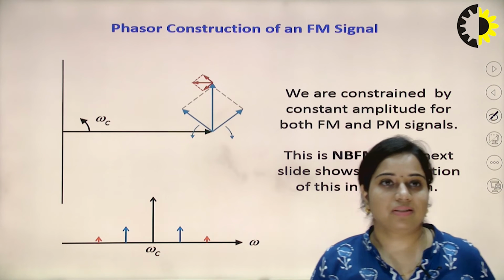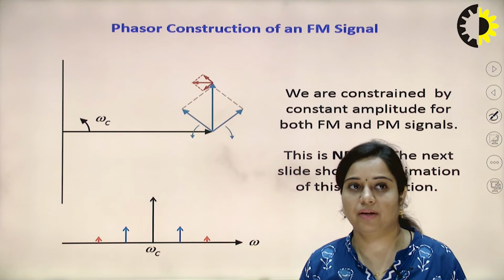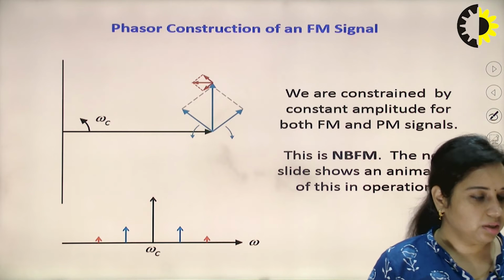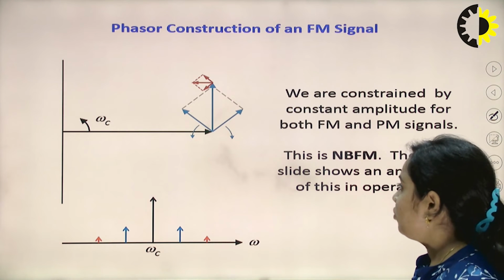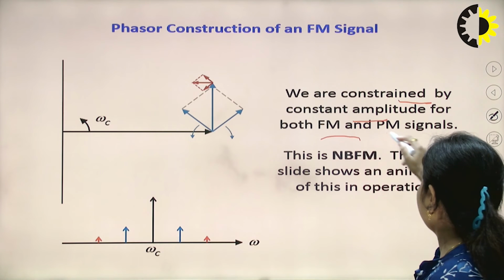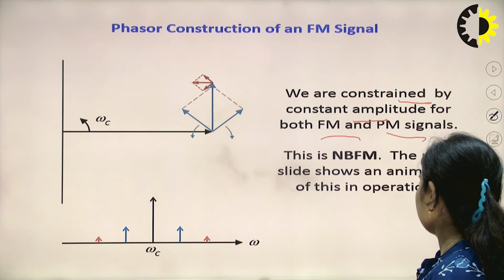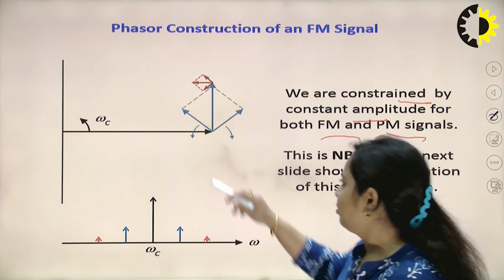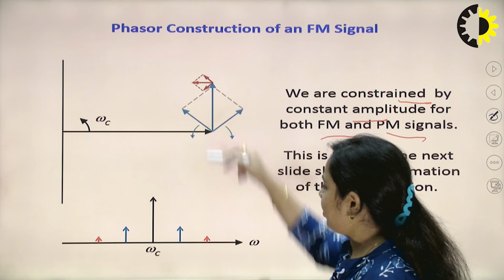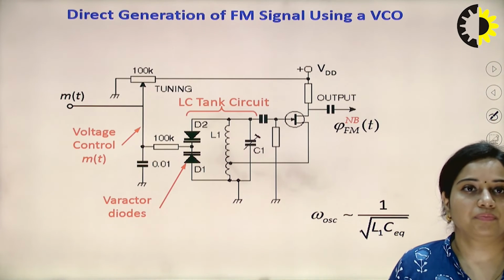Now next is phasor construction of an FM signal. In the earlier case we discussed the AM phasor construction. Now we have to see the FM case. In this particular case we are constrained by constant amplitude for both the FM and PM signals. This is the NBFM case. The next slide is showing the animation of this. So this is the center frequency. Now at every point this will be changed. So this is how we have to draw the FM signal.